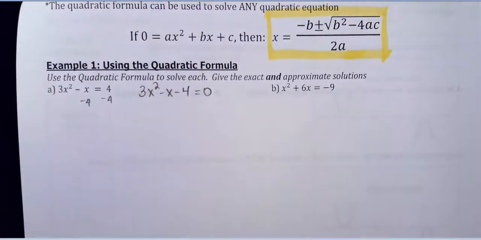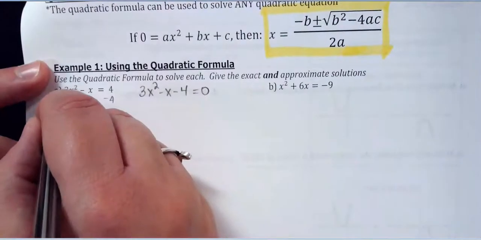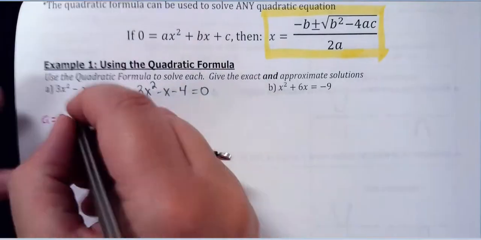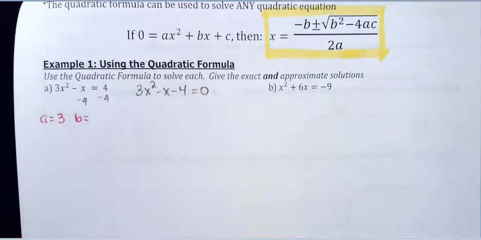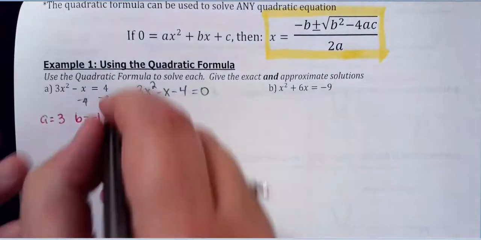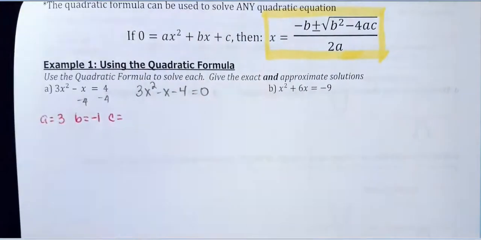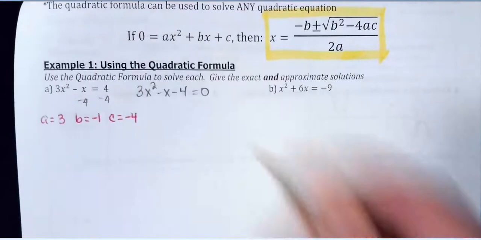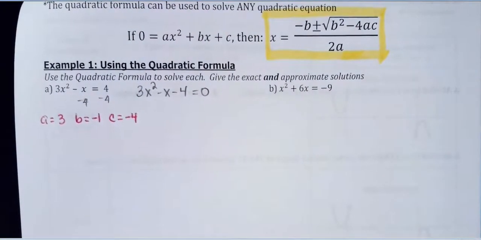I'm going to write it down on my paper. A is going to be whatever's in front of x squared. So for this problem, it's 3. B is going to be whatever's in front of x. It just has a subtraction symbol, so it's just going to be -1. And C is going to be your constant. Now, I had to move that 4 to the other side of the equation. When I did that, I subtracted it. So when I plug it into the quadratic formula, I would actually plug that in as a -4.